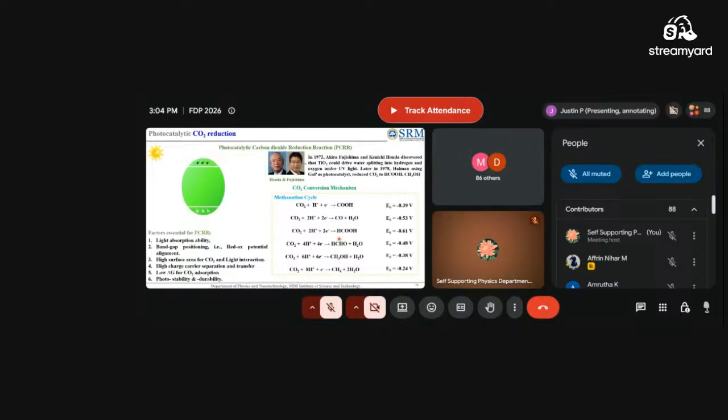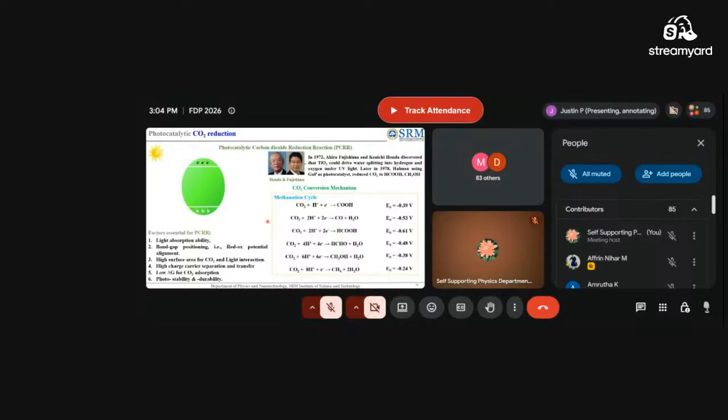If the material band gap and the material absorption energy are such that it can produce carbon monoxide, fine. Some materials can directly produce methane. So we need to find the materials one by one to get the selectivity of the material.